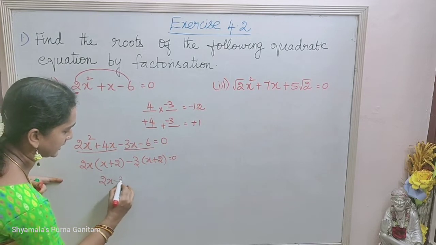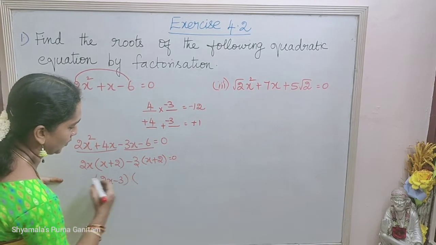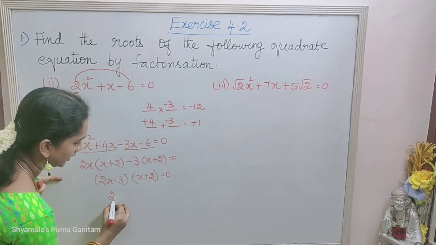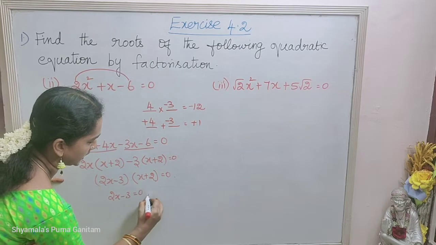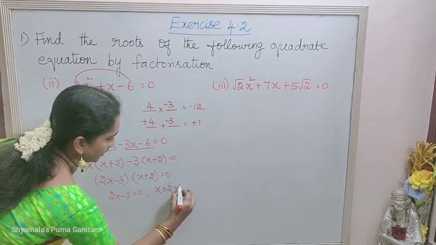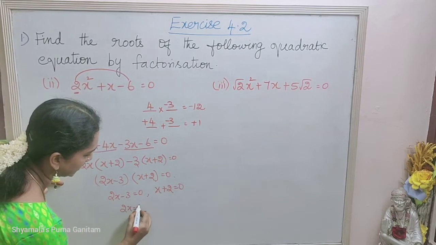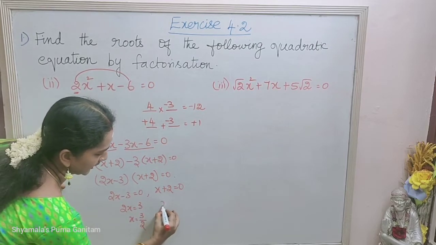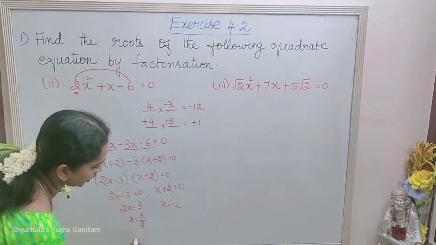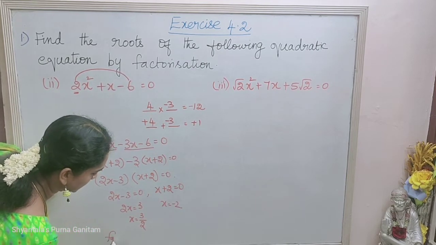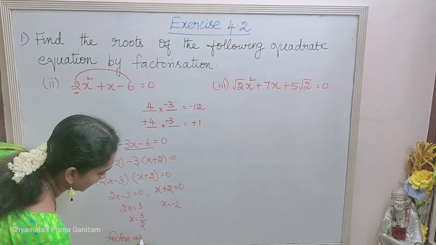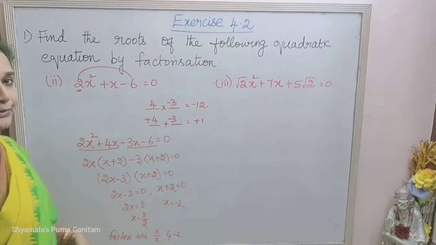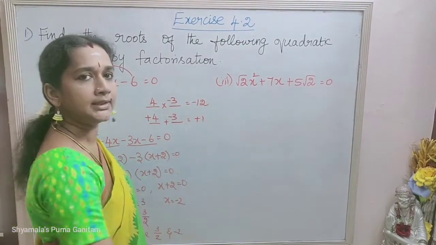So 2x minus 3, that is one factor, and the other one is x plus 2, is equal to 0. So 2x minus 3 is equal to 0 and x plus 2 is equal to 0. So 2x is equal to 3 and x is equal to 3 by 2. Here x is equal to minus 2. So the roots are 3 by 2 and minus 2. So these are the two roots. Okay. Now we will do the third sum.